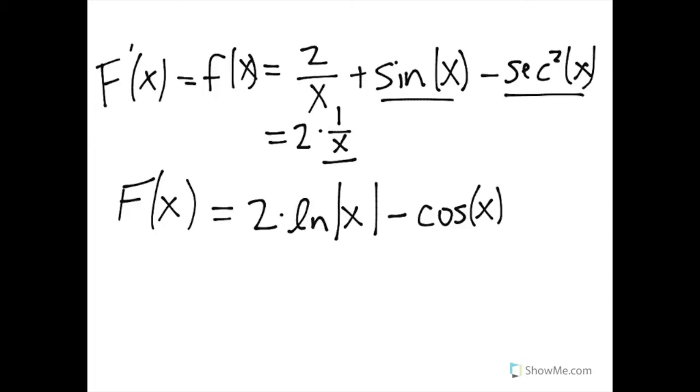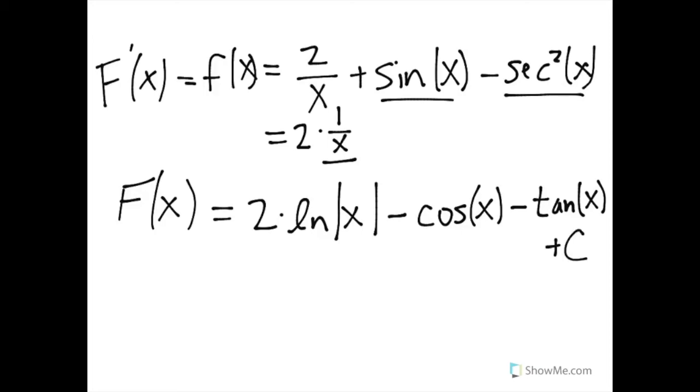And then, do you remember what the antiderivative of a secant squared is? That should look like a tangent of x. So remember that when we take the derivative of a tangent of x, you should get a secant squared. And then don't forget plus c on the end.